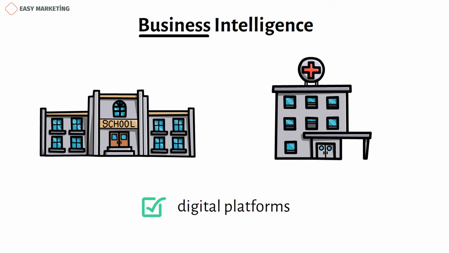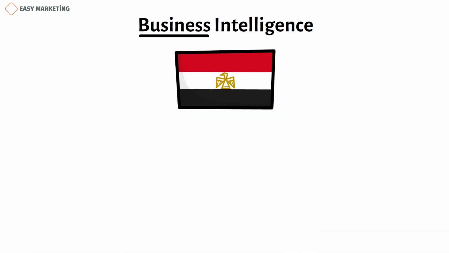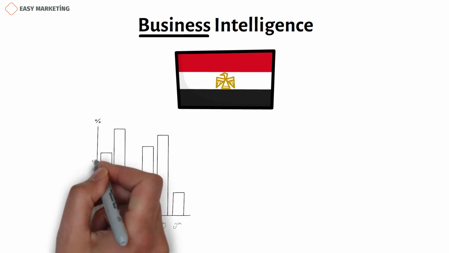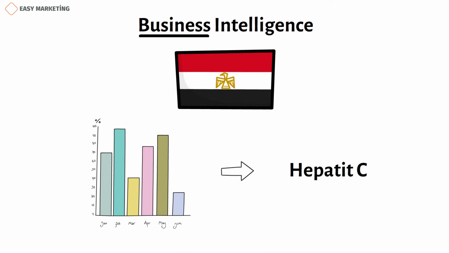As an example, let's look at the case of the Egyptian state implementing the business intelligence process in the field of health. So, looking at the statistics of the past few years, the Egyptian state came to the conclusion that the hepatitis C disease is widespread in the country and the investment in this field is low. As a result, the state has allocated $530 million to the program to combat hepatitis C in the country. So, even if we're not aware of it, actually, business intelligence affects our daily life.